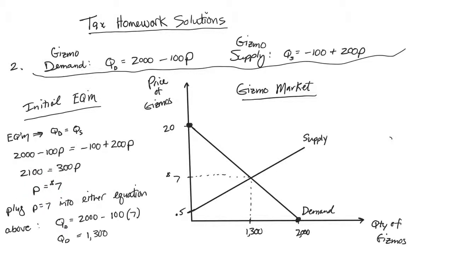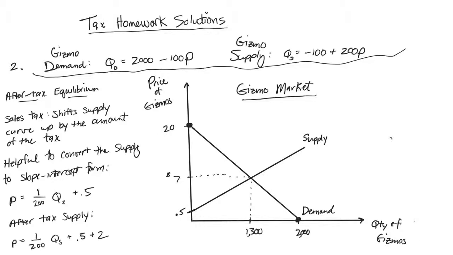And so the point of intersection, the equilibrium, if we go to the y-axis, is $7. To find the equilibrium quantity, we plug 7 back into either of the expressions for QD or QS. I chose QD, so the quantity is equal to 2,000 minus 100 times the equilibrium price. We solve for QD, and it's 1,300. So our initial equilibrium is a quantity of 1,300 gizmos selling at a price of $7.